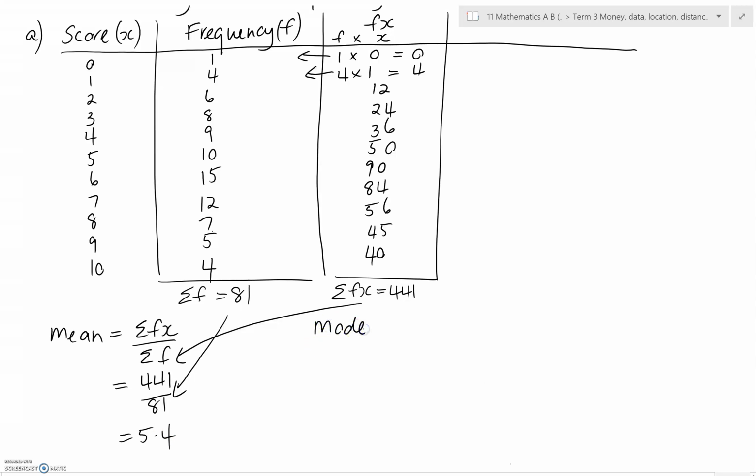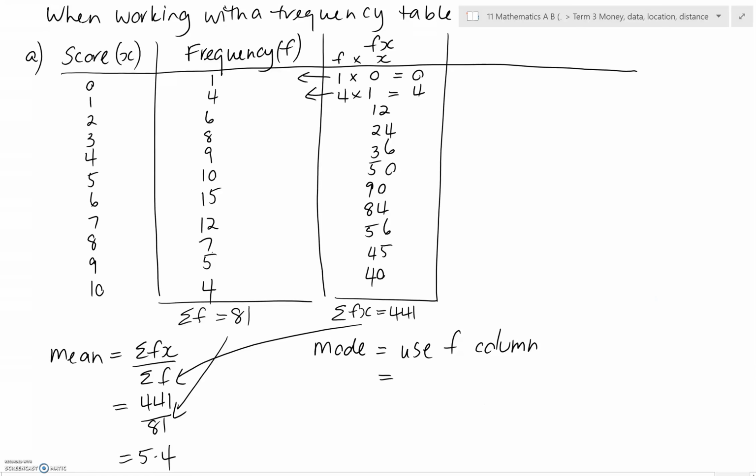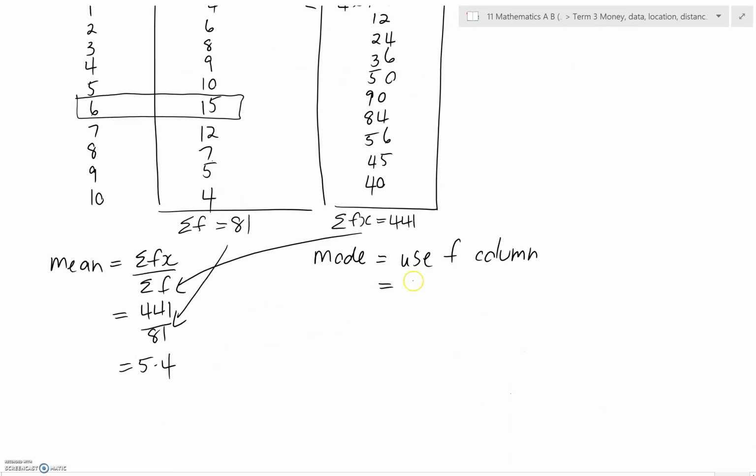Now, mode. So when you're working with mode with frequency columns, use that frequency column to find out which one is the highest. So you're going to look at that column and you're going to decide which is the highest number. So in this case, our mode is going to be this one, 6. 15 is the highest number in that column, so 6 is our mode. It occurs the most, the most occurring.